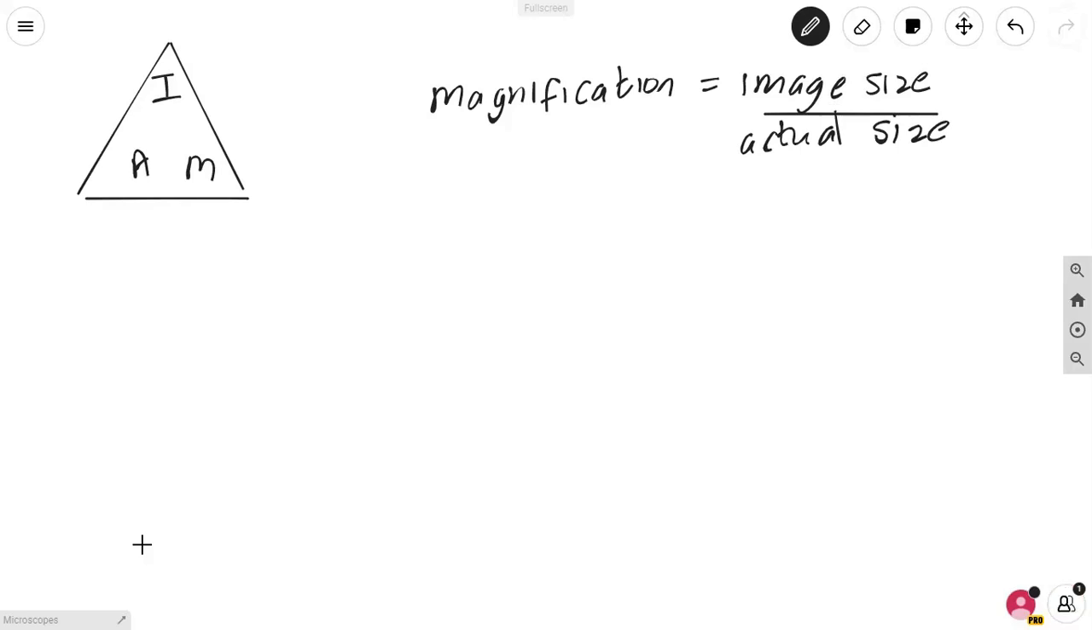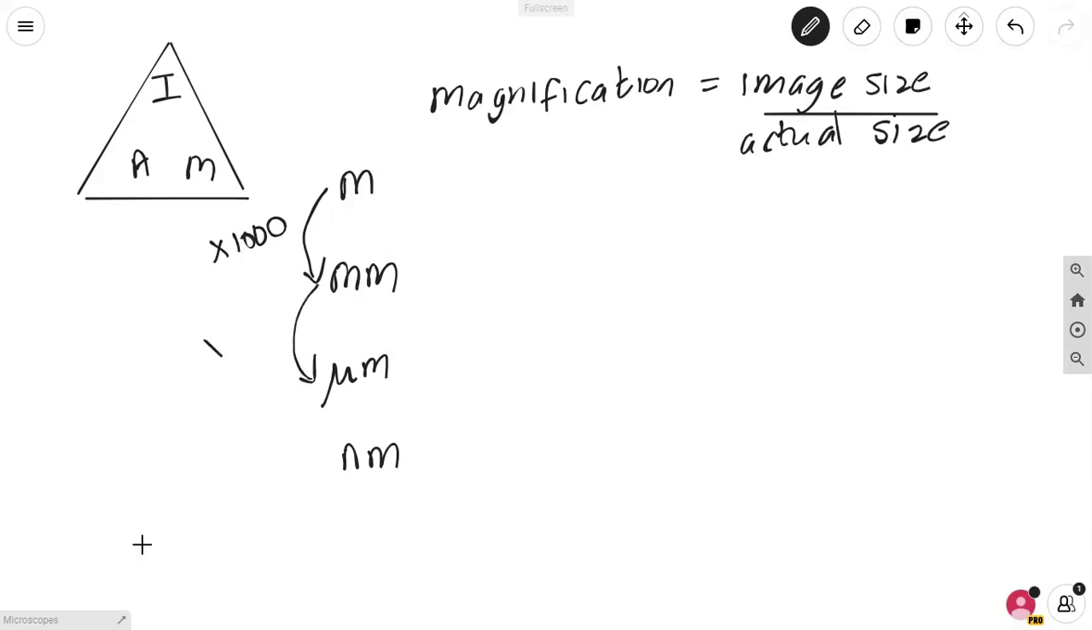So we know that we deal with meters, millimeters, micrometers, nanometers. We can go as far as picometers, but we tend not to. So to go from meters to millimeters, you're going to multiply by 1,000, because there's 1,000 millimeters in a meter. There's 1,000 micrometers in a millimeter. There's 1,000 nanometers in a micrometer.